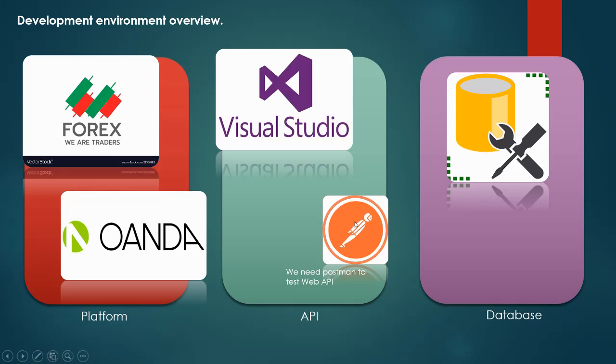We also need Postman. For now, Postman is the best tool to test the web API, so we have to use it, and you need to install them. For the database, we use Microsoft SQL Management and the Microsoft SQL Server. Okay, here is the overview. So let's start.